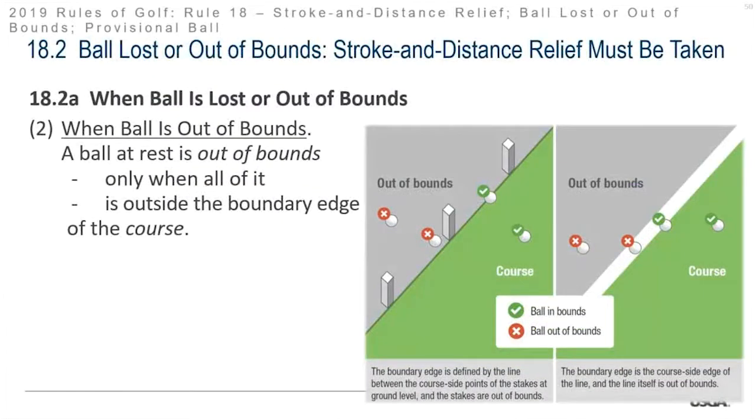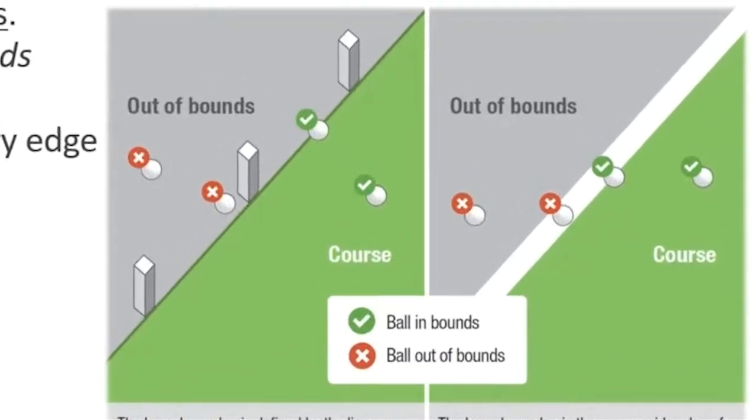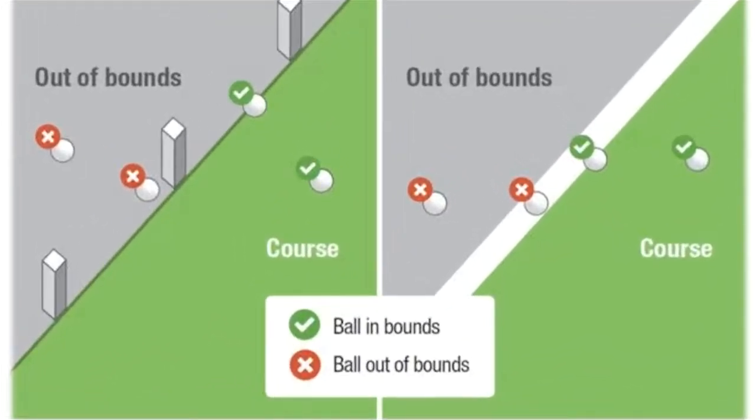All right, so now we know what a lost ball is. Let's talk about a ball out of bounds. A ball is out of bounds at rest only when all of it is outside the boundary edge of the golf course. So a couple of examples that we have here. What is the boundary edge of the golf course? If it's defined by stakes, it's going to be the inside point of those stakes. The inside point is the golf course side.